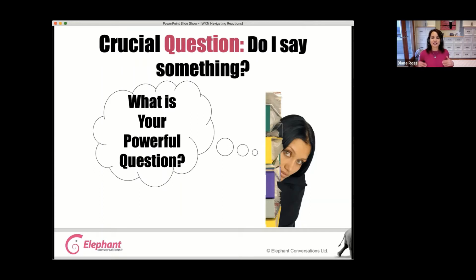So I want you to think about, for you, this isn't about shame. Again, it's about not shaming yourself into, I need to speak up. It's more like giving yourself a way to make that decision. Does anybody have a powerful question that they've come up with that they would be open to sharing with the group?